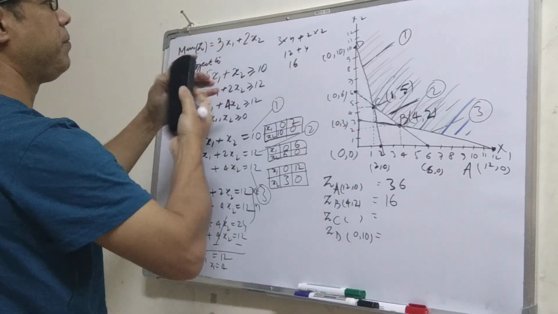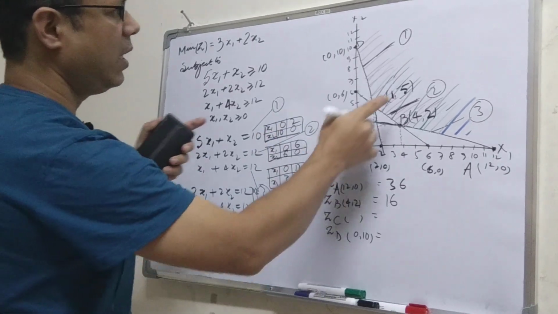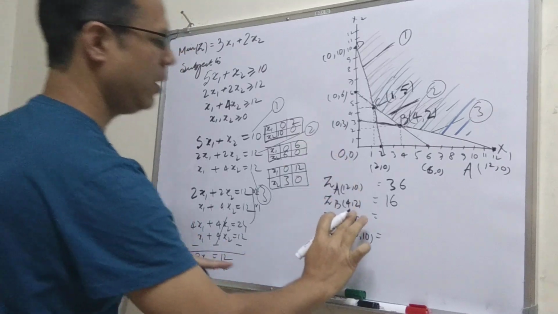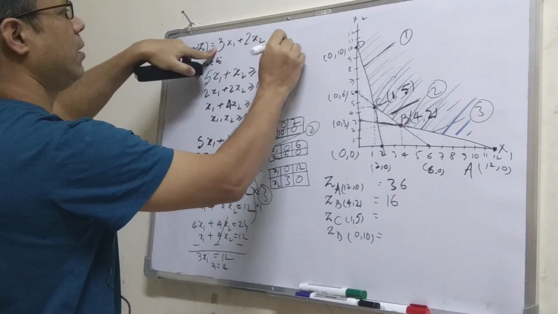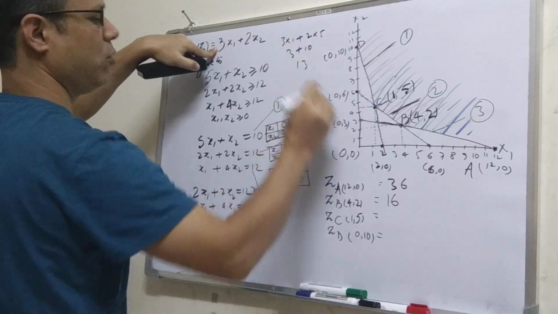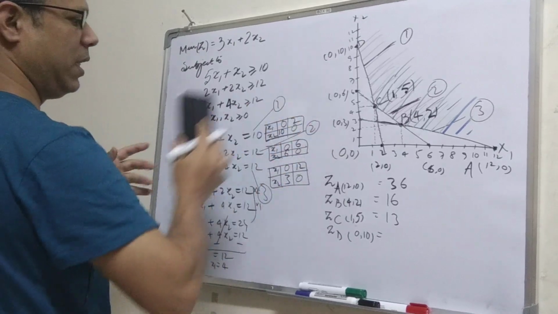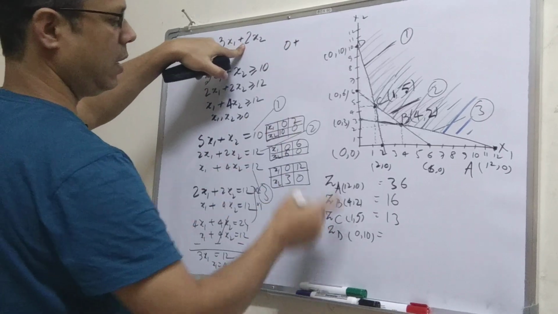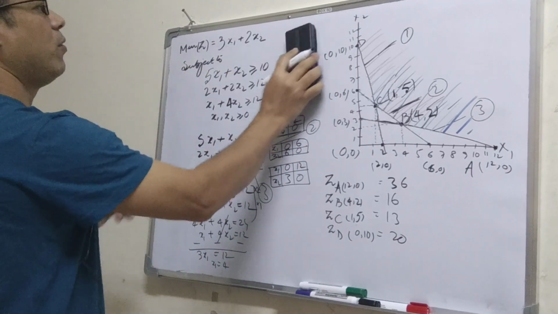Same procedure needs to be applied. Here Z at C, now we have 1 and 5. So x1 value will be 1, x2 value will be 5. So 3 into 1, plus 2 into 5, so 3 plus 10, 13. So you need to write here 13. Same you need to apply for the point D, 0 and 10. So 3 into 0, 0 plus 2 into 10, 20. 20 plus 0, 20.